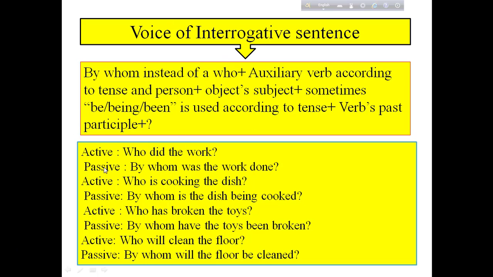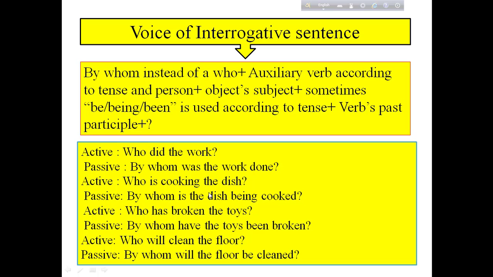So our passive voice will be: by whom was the work done. Now another one: who is cooking the dish? Accordingly, you have to write by whom. Then the auxiliary verb according to tense and person. Then object, subject, the dish.